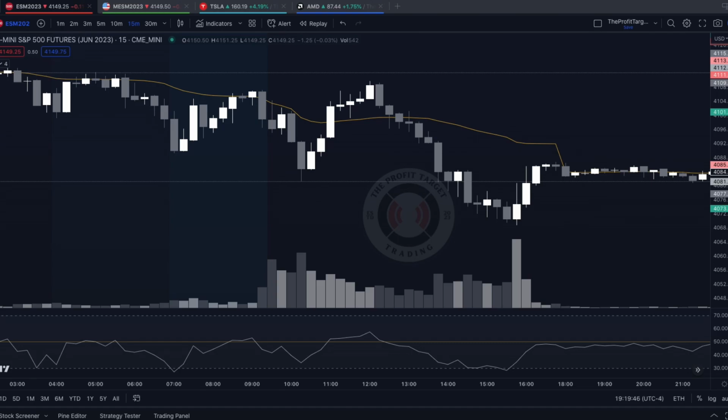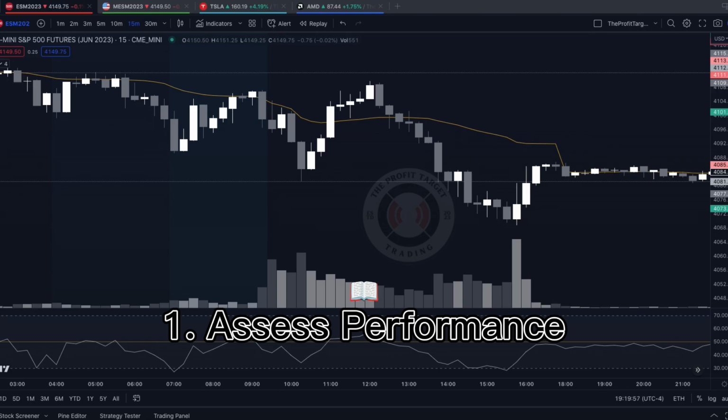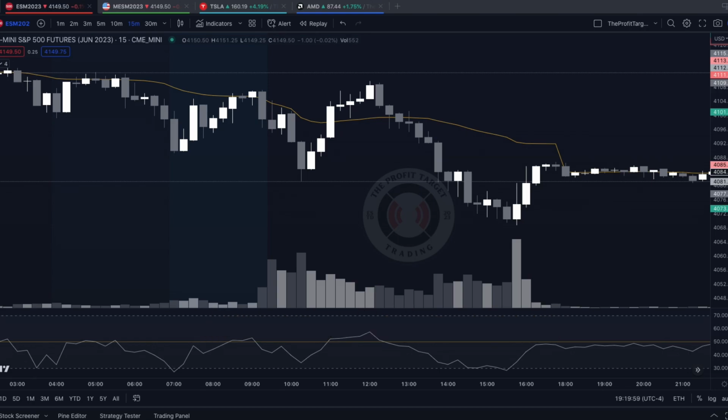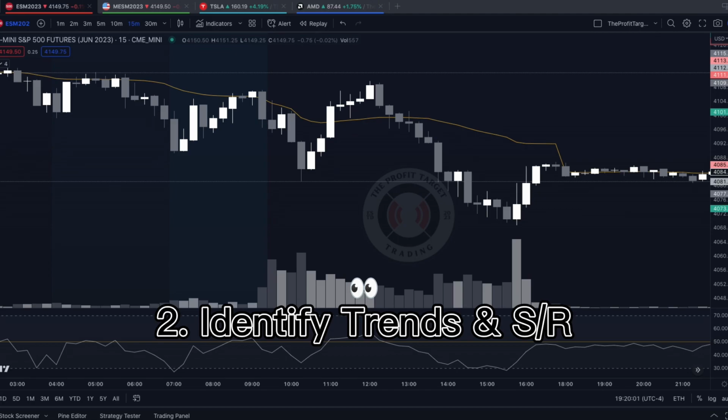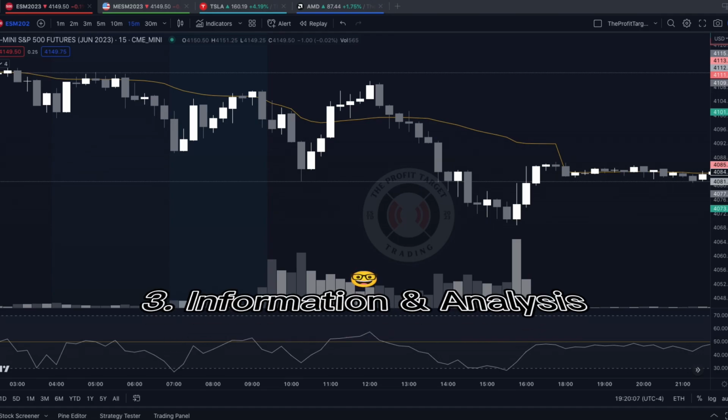Now, let's talk about the advantages of using VWAP. As stated earlier, VWAP provides traders with a benchmark to compare their trades against, helping them assess their performance. VWAP can also help traders identify intraday trends and potential support and resistance levels. VWAP is a widely used indicator, making it easy for traders to find information and analysis on how it's being used by other traders.